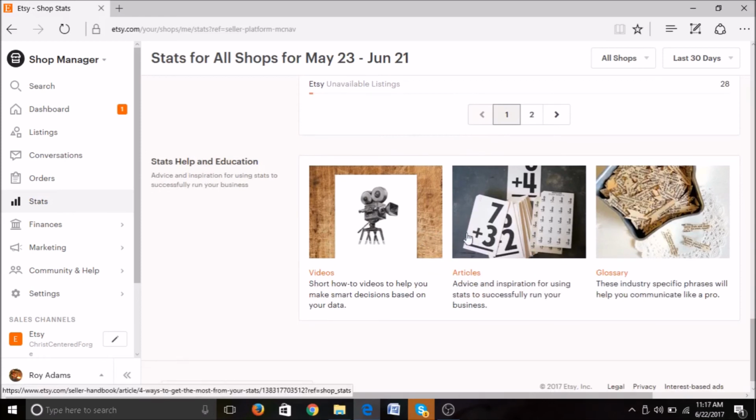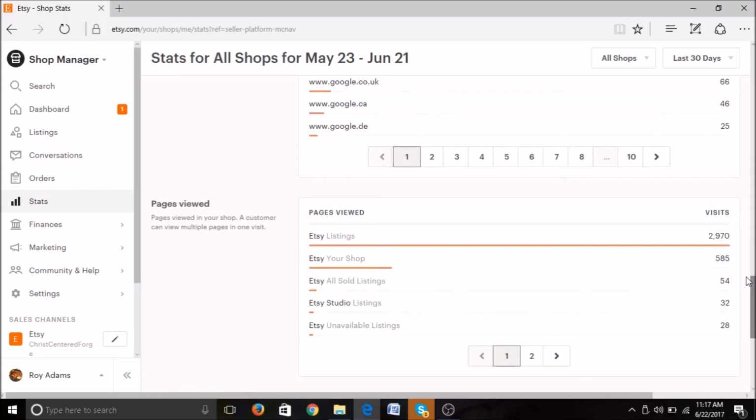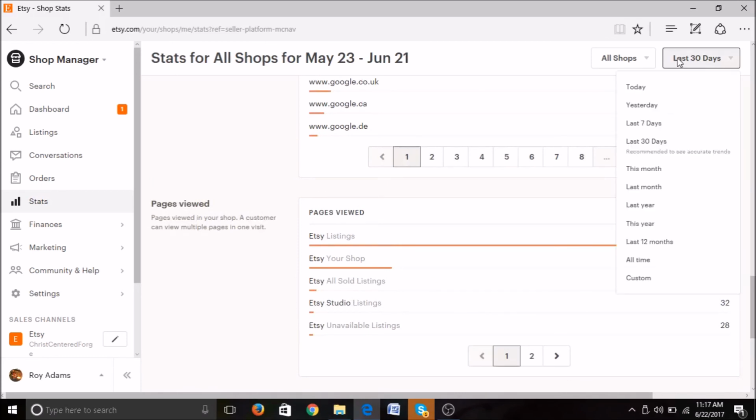Down here at the bottom, they have some resources that if you have an Etsy store, you can go down here and it cycles through some of the things that can help you. It's got some videos and articles and such. They all have some fantastic articles that can help you grow your store.